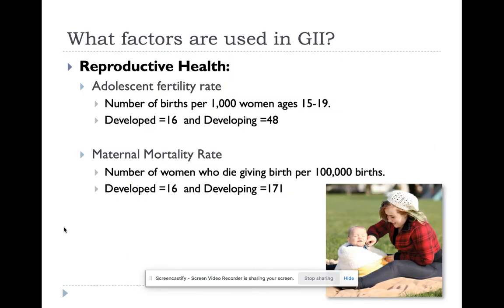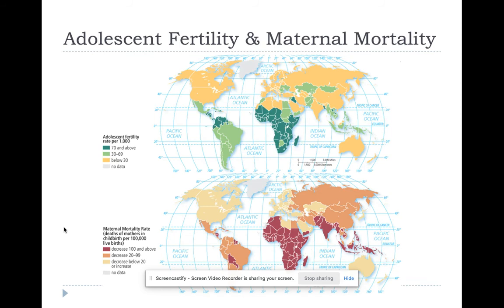Other things we look at: reproductive health, adolescent fertility rate, right? Teen moms, essentially what we're looking at. And you note the difference between developed versus developing. Maternal mortality rate is also pretty important. That's the number of women who die in childbirth. And the difference between developed and developing is vastly different here. So there you go. There are some statistics and then the maps that go with those statistics: adolescent fertility and maternal mortality rate. Again, you can see the developmental differences are pretty high in terms of coloring there.